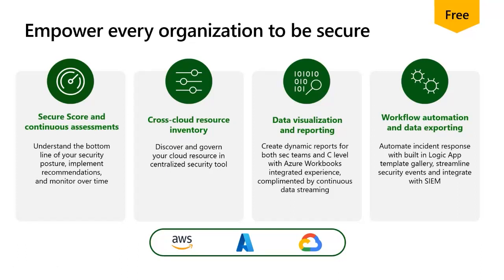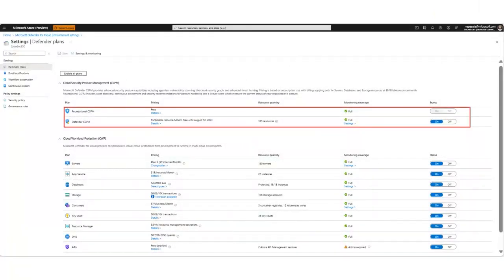Now let us look at the paid plan, that is the Defender CSPM plan, and its features. The first and foremost thing that you need to do to enable the paid plan, the Defender CSPM plan, is to enable it on your subscription. Here you can see the foundational CSPM plan, which is free of cost. It is enabled by default for all your subscriptions. To use the Defender CSPM features, you need to enable the Defender CSPM plan at the subscription level. Currently, Defender CSPM capabilities are available for Azure and AWS environments.